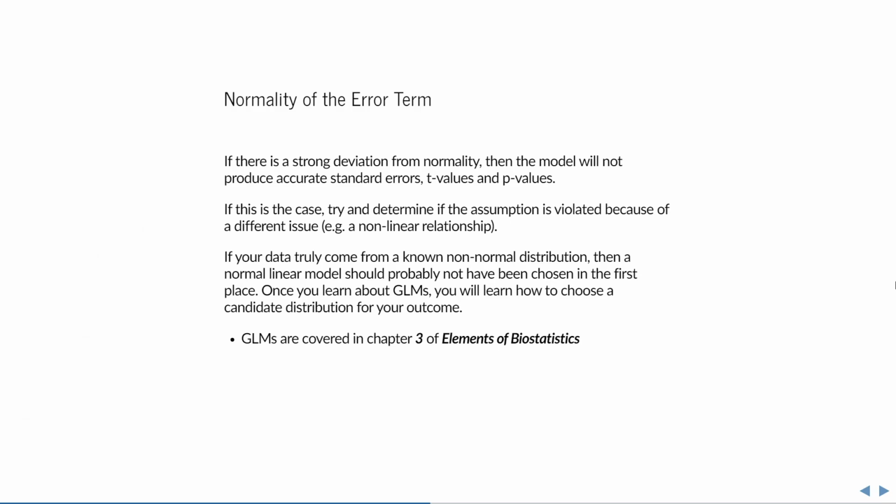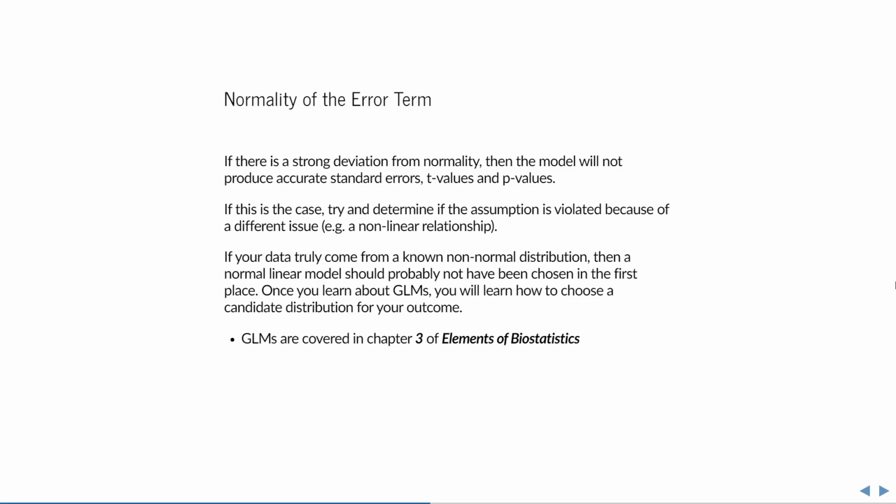If there is a strong deviation from normality, then what will happen is that the model does not produce accurate standard errors, t-values, and p-values. And when this is the case, you should try and determine if the assumption is violated because of a different issue. That's the first thing. So maybe there's nonlinearity, maybe there's an outlier, etc. But if your data truly come from a known non-normal distribution, then you should probably not use a normal linear model in the first place.